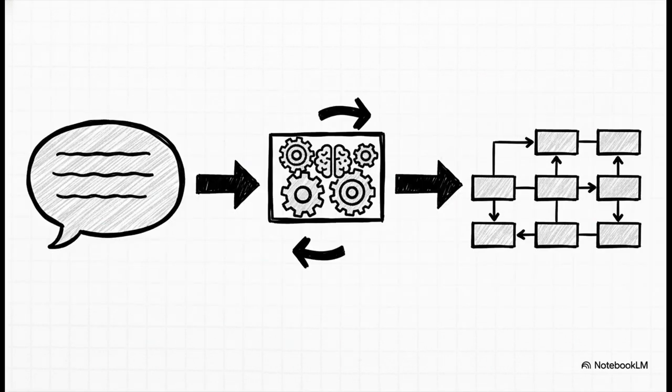Now, this is where it gets really, really cool. Opal takes your natural language instructions and automatically translates them into a visual workflow. This means you can actually see the logic of your app laid out step by step without ever having to look at or touch a single line of code.